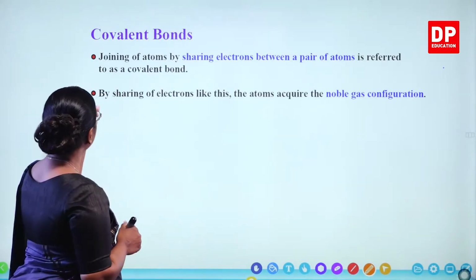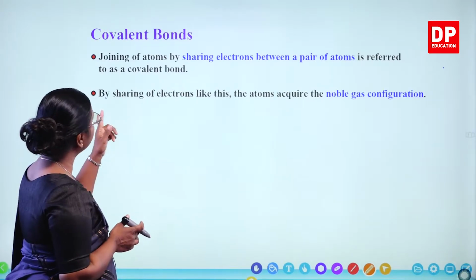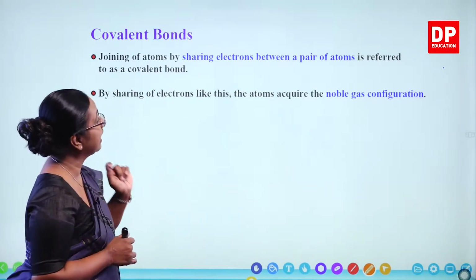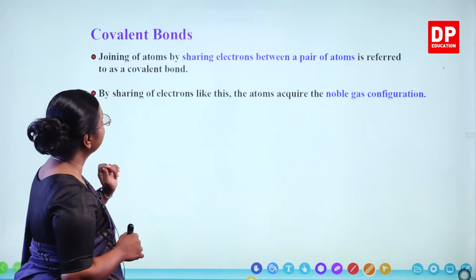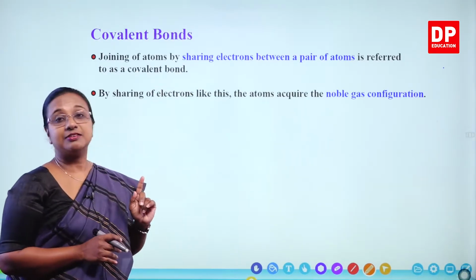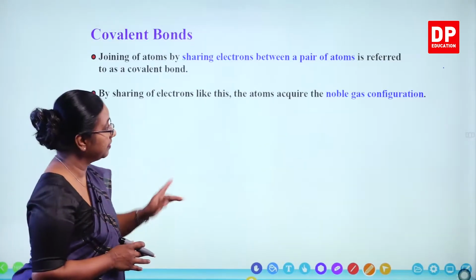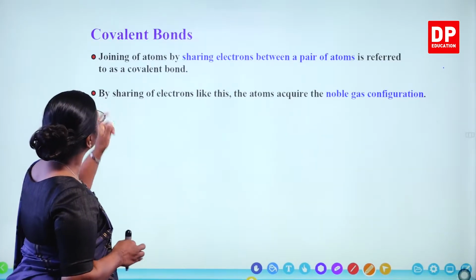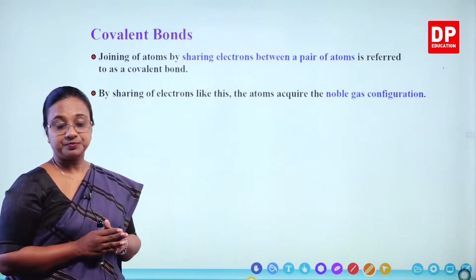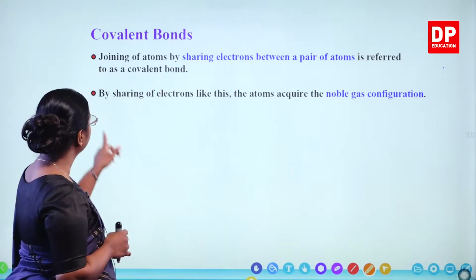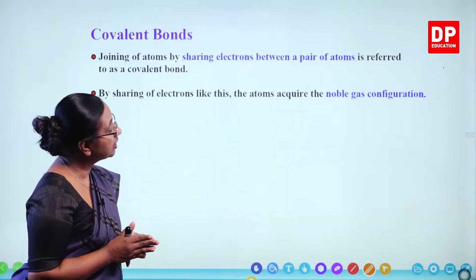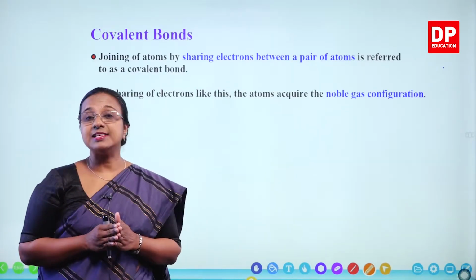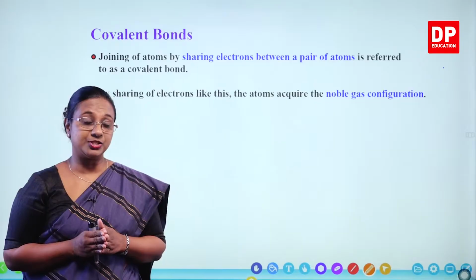So, if we look at what that is, it is the joining of atoms by sharing electrons between a pair of atoms. That's the important thing. Sharing electrons between a pair of atoms is referred to as a covalent bond. And here also, by sharing of electrons like this, the atoms acquire the noble gas electronic configuration.